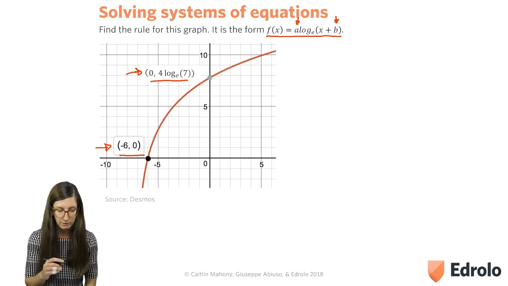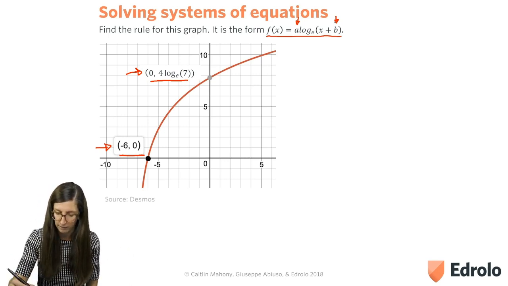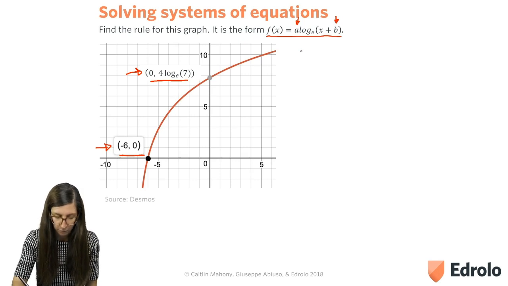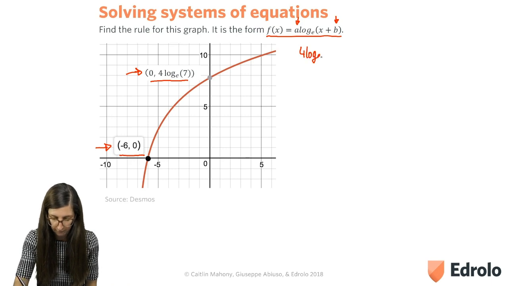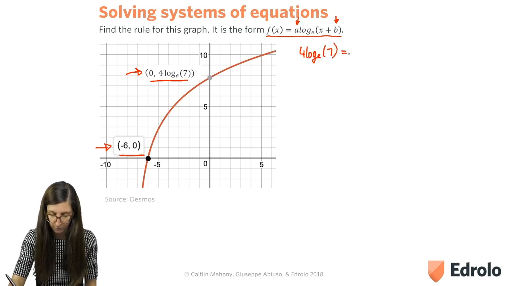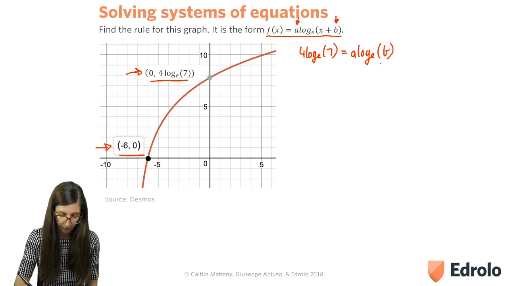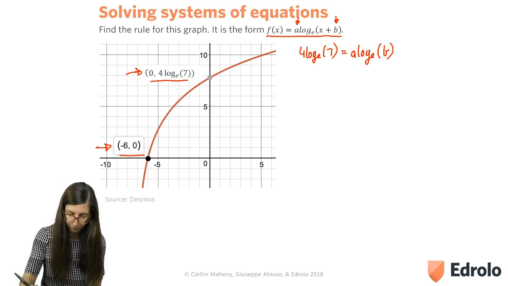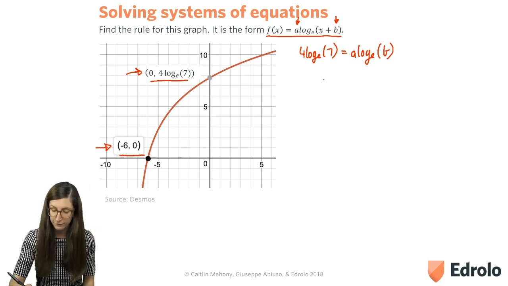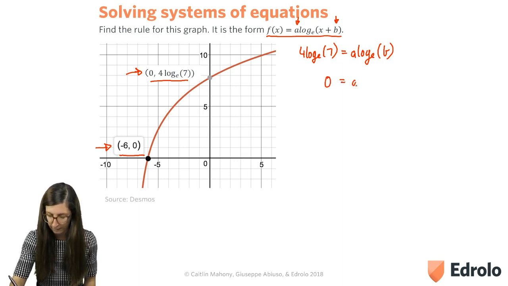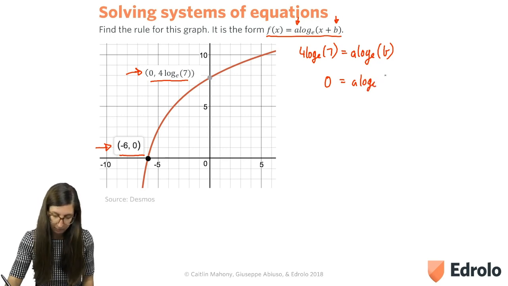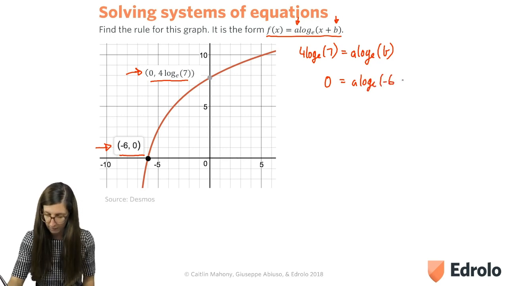Okay, so the first point, the 0 is going to become the x, and the 4 log 7 will become the f of x. So we've got 4 log e 7 equals a log e 0 plus b, which is just b. And the second point down here, the f of x value is 0, so chuck that in there, and then a log e, x becomes -6, and then plus b.